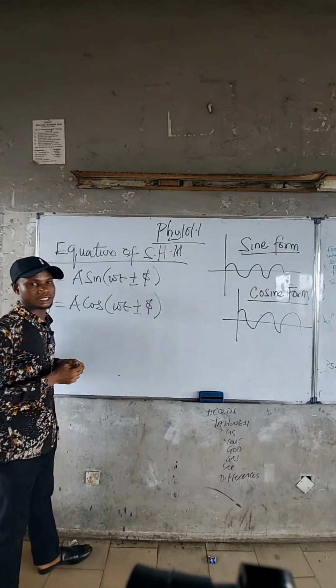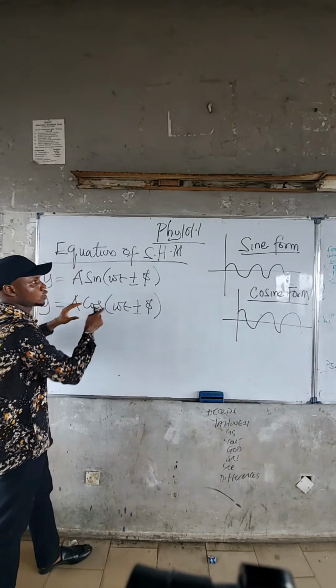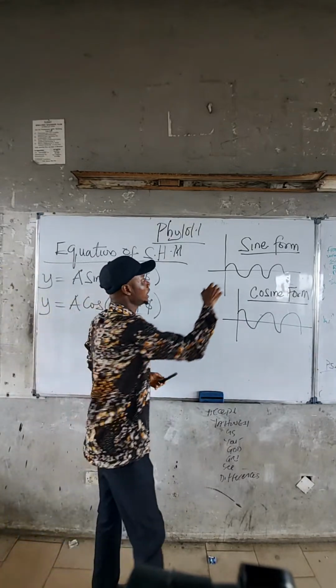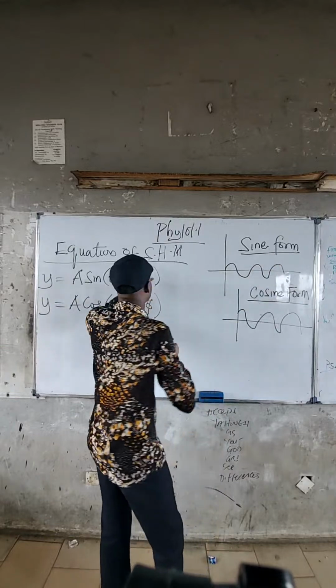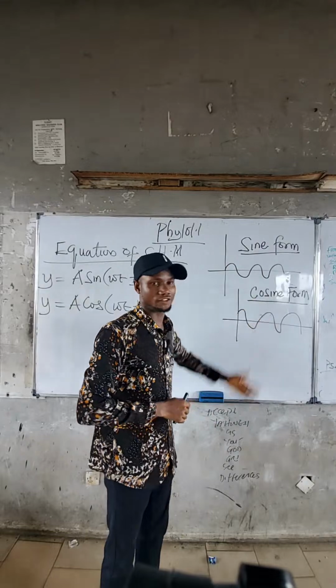We are going to understand the details of this formula. But before then, let's understand when a simple harmonic motion is moving in a sine form or in a cosine form, okay?